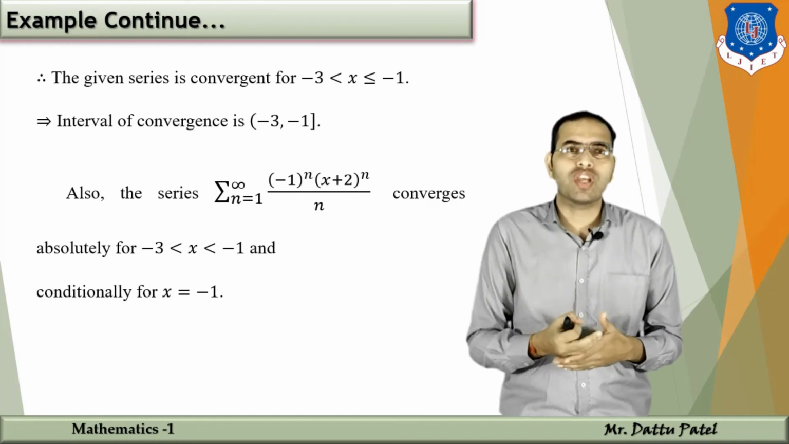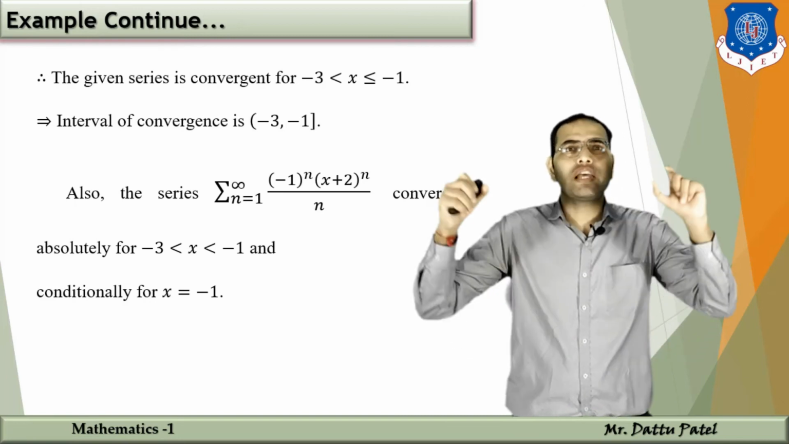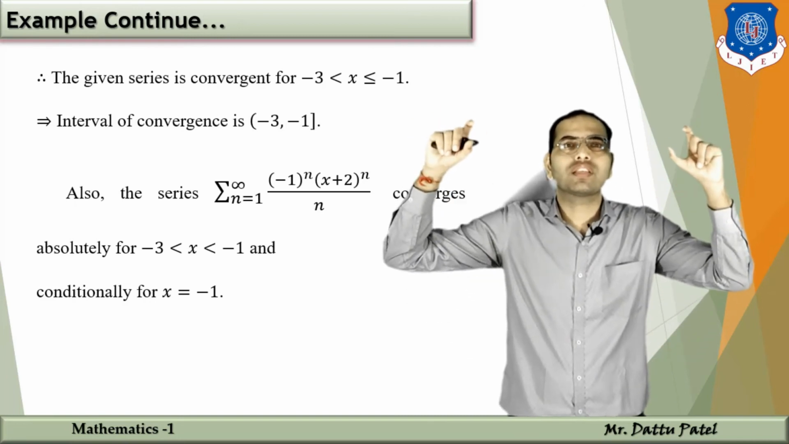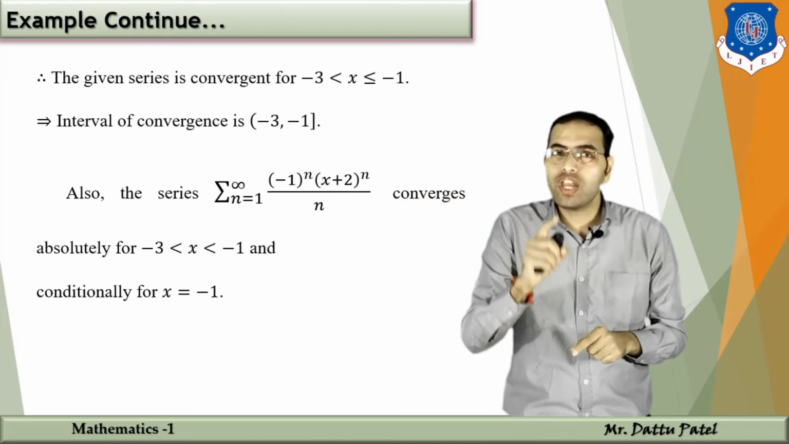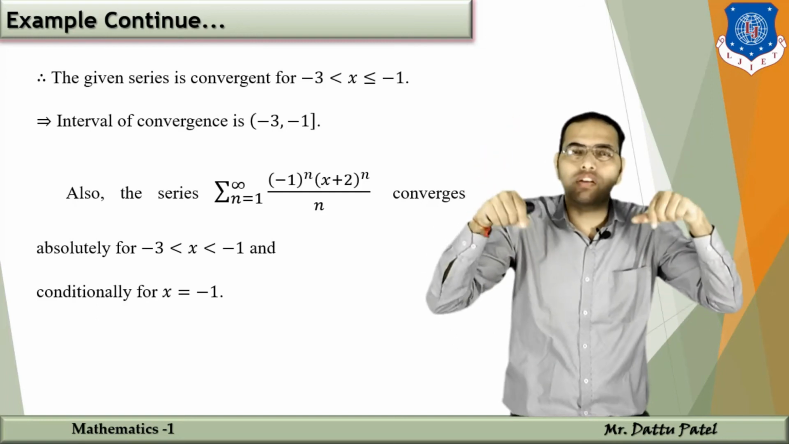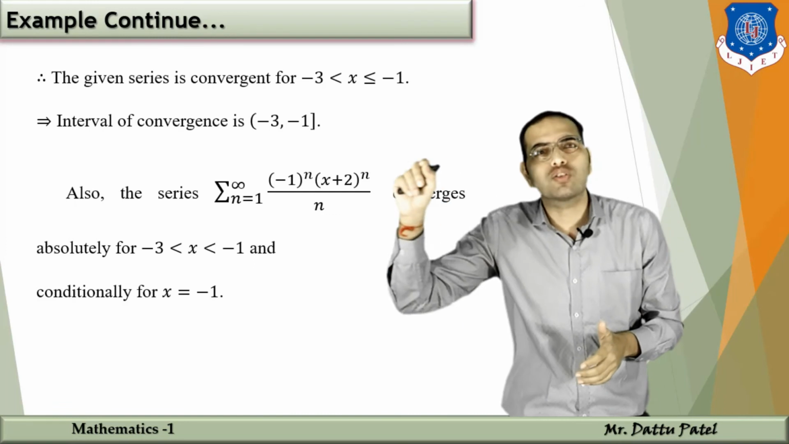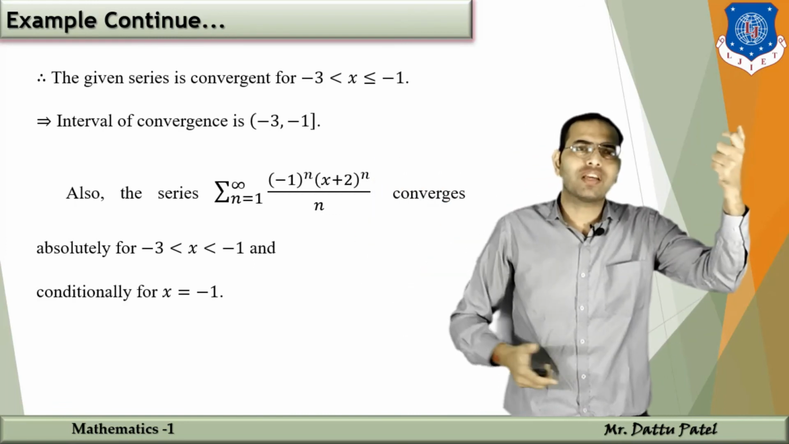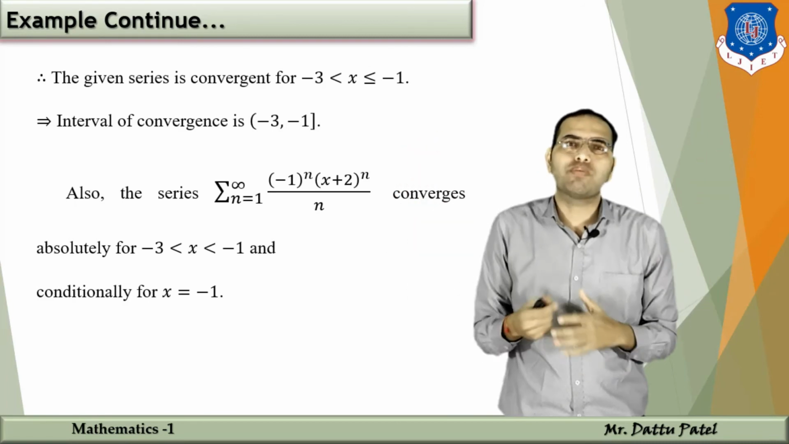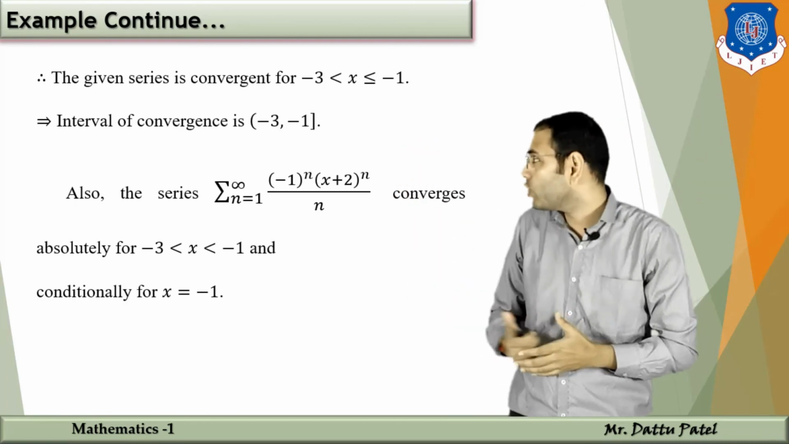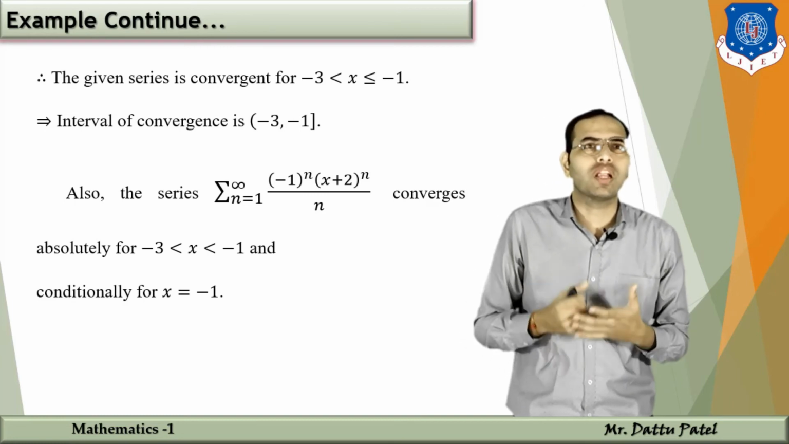Here we also check for absolute convergence or conditional convergence. In the interval -3 to -1, the given series is convergent. Here we have to take the mod of u_n. According to the theorem, if mod of u_n is convergent, then automatically sigma u_n is also convergent. That means when sigma mod of u_n is convergent and sigma u_n is convergent, we can say that the given series is absolutely convergent. That means in this particular range, -3 less than x less than -1, the given series is absolutely convergent.